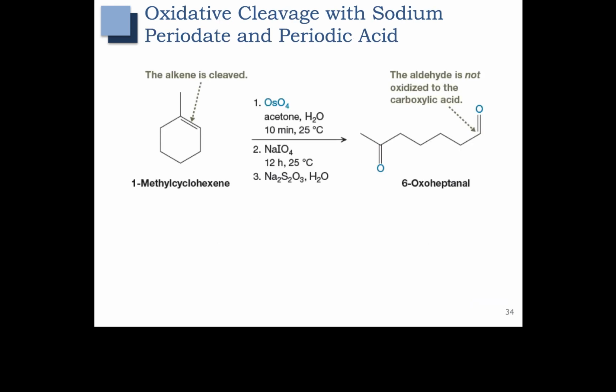Next, let's look at oxidative cleavage with sodium periodate and periodic acid. Sodium periodate, shown here, can further oxidize the diol products of osmium tetroxide. So in this case, remember that the alkene is going to form a syn diol after our reaction with osmium tetroxide.